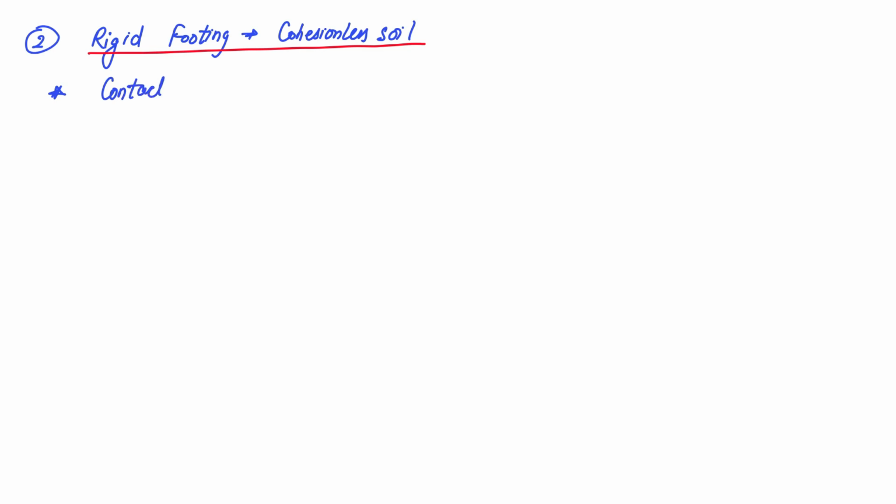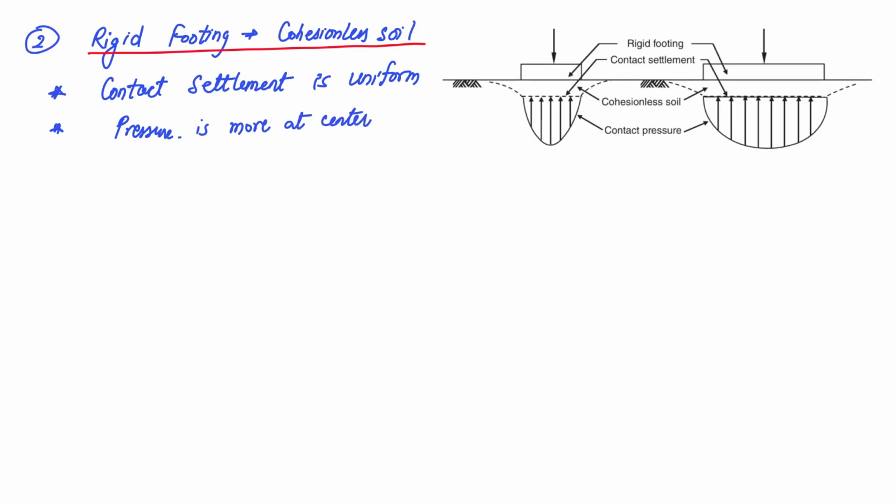Now let us talk about the rigid footing, and again this rigid footing is placed on cohesionless soil. In such a rigid footing you observe that the contact settlement is uniform everywhere. But if the settlement is uniform, then the contact pressure is more at the center, whereas there is no pressure at the edges. And this you can also see in this particular diagram here.